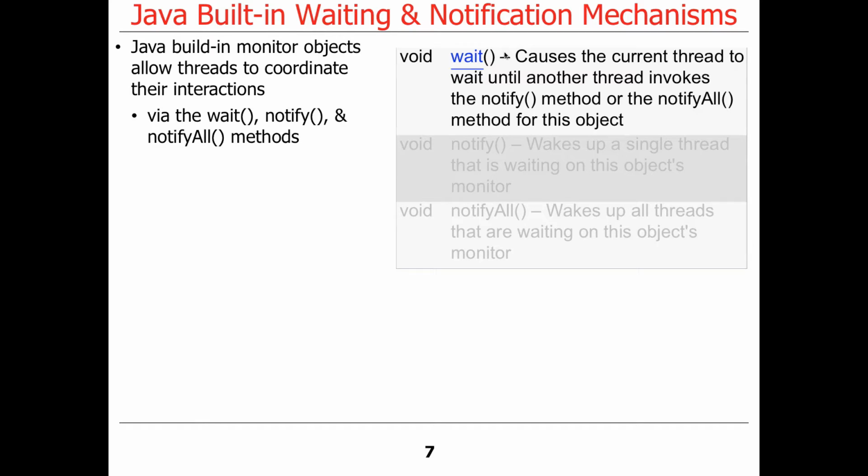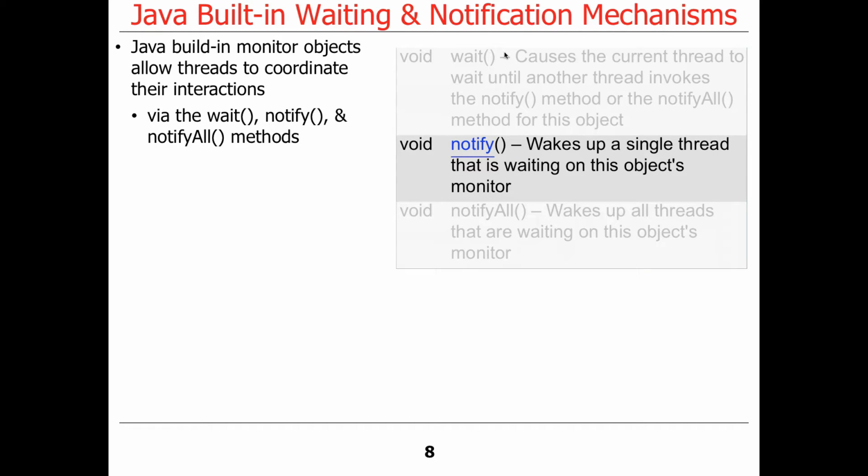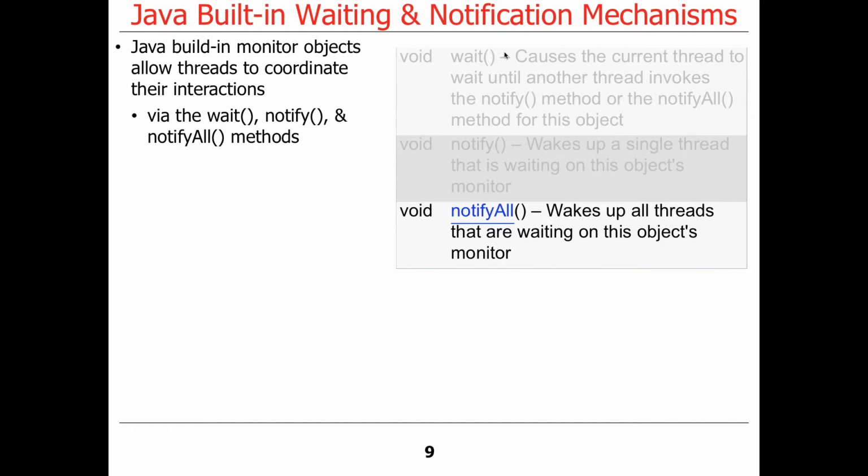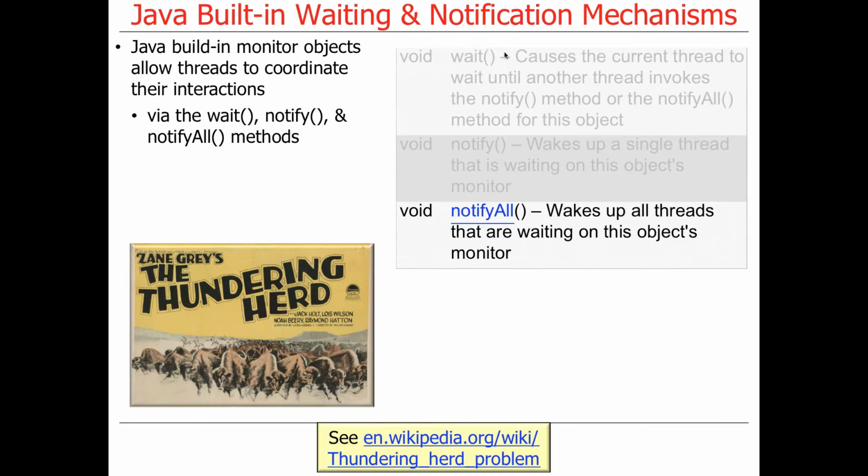And remember, when you call wait, it'll automatically release the synchronized lock, the intrinsic lock. Notify is used to wake up one thread that's waiting on this object's monitor, and notify all wakes up all the threads that are waiting on this object's monitor. And that, of course, can lead to the thundering herd problem. So use notify all carefully, although you may have to use it when you're programming with built-in monitor objects for reasons we'll talk about shortly, because of the deficiencies that they have.